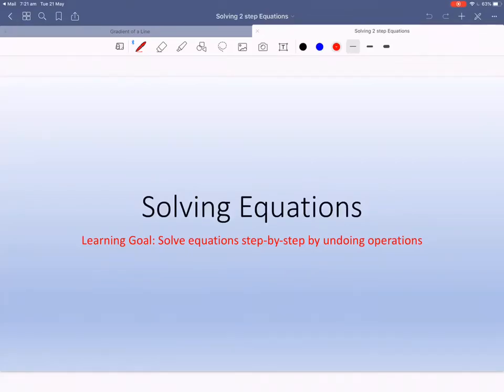In this lesson, we're going to solve two-step equations step by step by doing operations, just like peeling an onion.